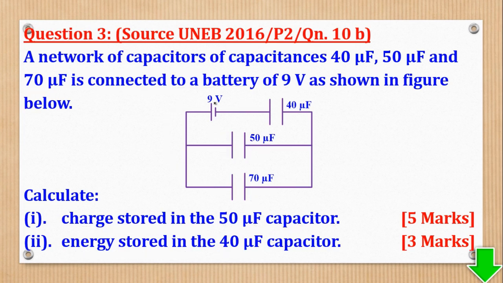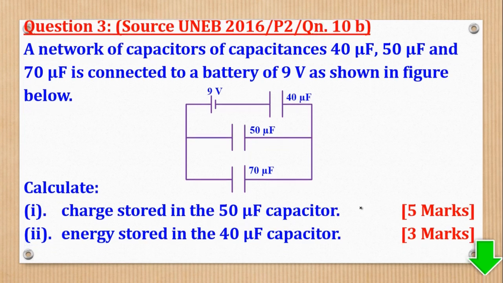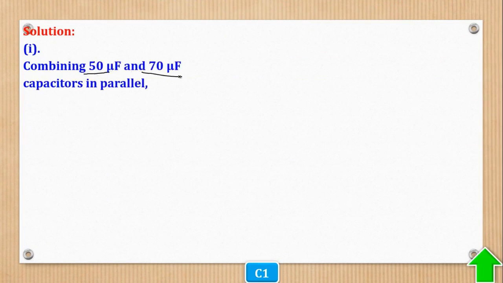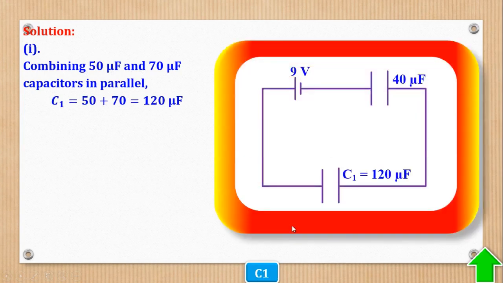So they want this charge. Because of this polarity, charge flows in this direction, and when it reaches here, it will have to divide, one this side and one this side. What does that mean? It means that these two capacitors, this and this, are in parallel. So let's first combine those two capacitors in parallel. We just add to give you 120 microfarad.